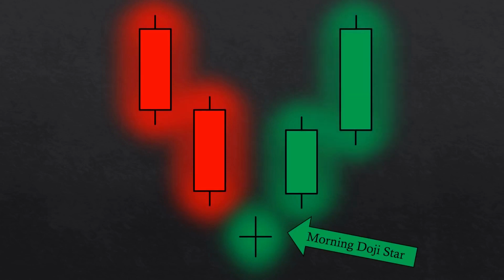Once you know what a morning star pattern looks like, it becomes intuitive to remember what the morning doji star looks like simply by recalling that the second candle in the pattern is a doji in star position.